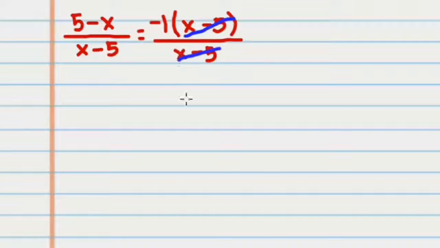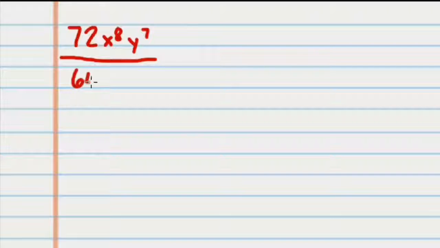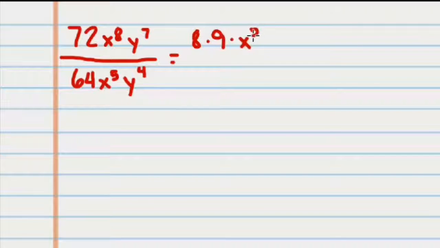Now let's simplify this expression. 72x to the 8th power y to the 7th power divided by 64x to the 5th power y to the 4th power. 72 is basically 8 times 9. x to the 8th power is x to the 5th power times x cubed because 5 plus 3 is 8. y to the 7th power is y to the 4th power times y cubed. 64 is 8 times 8.